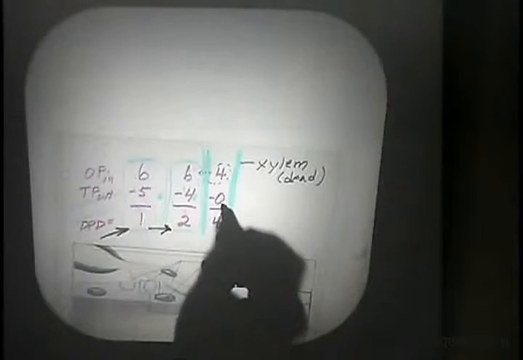So their turgor pressure is 0. Their net diffusion pressure deficit is 4. So the water moves into the xylem. But notice there are 2 different reasons here. The water moved from the soil into the root hair because of osmosis. It moved from the root into the xylem and from then on up because of turgor pressure.